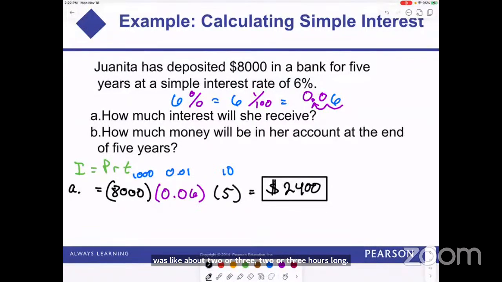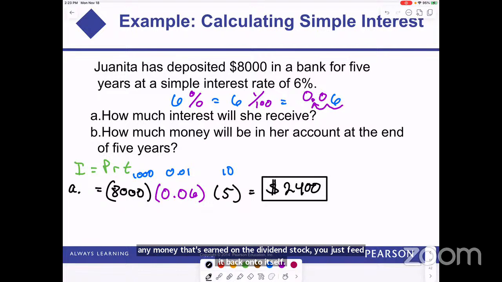One of the cases was, if you had a dividend stock with a company that's established, low risk, and stable, and you invest maybe $200 a month every month for 30 years, and any money earned on the dividend stock, you just feed it back onto itself. By the end of the 30 years, if you set it up properly and you're successful, some of those monthly returns from the companies were like $20,000 a month.